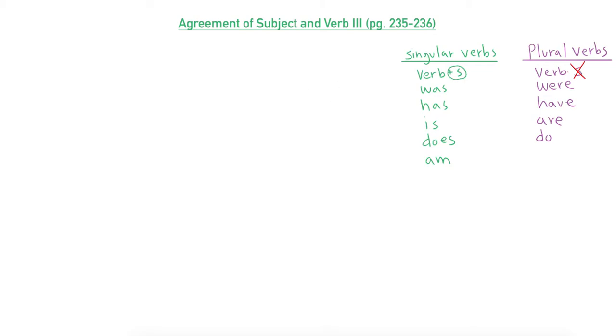Hey, fourth graders. This is Agreement of Subject and Verb, Part 3, pages 235 to 236 in your language books.